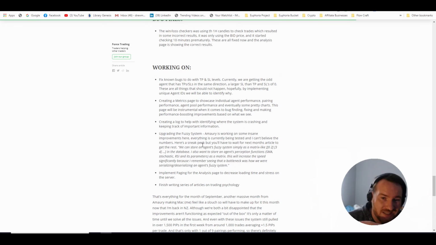So Amory's been working on some literally insane improvements to the fuzzy system. And he's got a bit of a snippet here. He said, we can store the agent's fuzzy system simply as a matrix-like system. And he's got some numbers and stuff. Honestly, to me, that doesn't make a lot of sense. But he said he also wants to store the agent's perception functions, so talk simple moving average, stochastic, RSI, and its parameters as a matrix, which will increase the speed significantly. Because I remember seeing that the bottlenecks, and that's him, Amory, remembers seeing that the bottlenecks were serializing and deserializing an agent's fuzzy system.